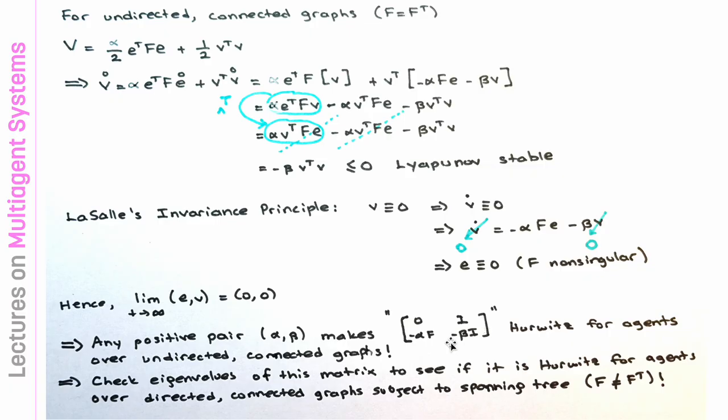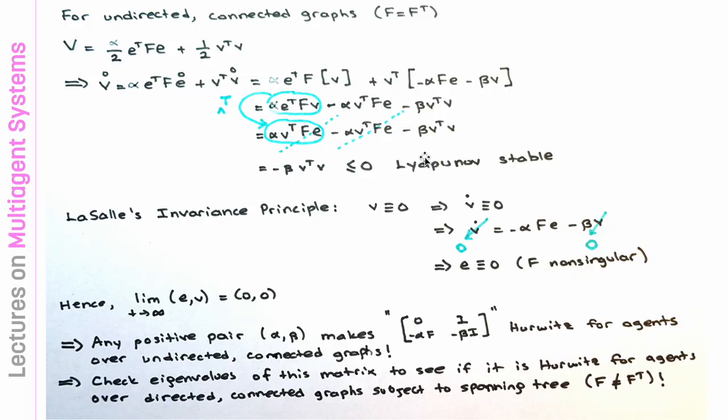this matrix doesn't become Hurwitz for any value of positive alpha and beta when you deal with directed connected graphs. So once you are dealing with directed connected graphs subject to a spanning tree, first choose alpha and beta. Before any simulation, make sure it is Hurwitz. Then your simulation will work. But as I just mentioned, if you are dealing with undirected and connected graphs, thanks to this analysis, you don't need to check if anything is Hurwitz or not.